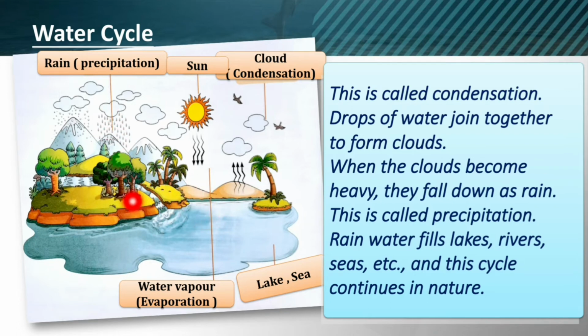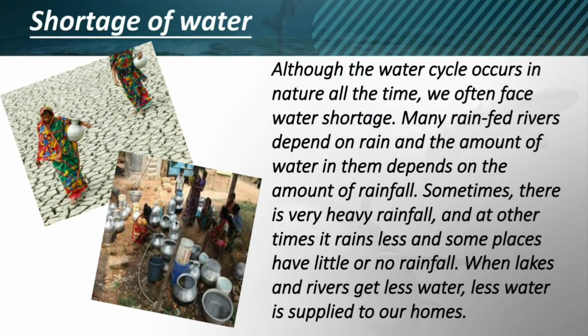So students, in this manner, when the water changes into water vapor, it's called evaporation. When the water vapors convert into clouds, it's called condensation. And later they become heavy and fall down as rain. This kind of rainfall is called precipitation. So in this way, the water cycle continues in nature. I hope you understand the water cycle. Let's move to our next topic, which is shortage of water.